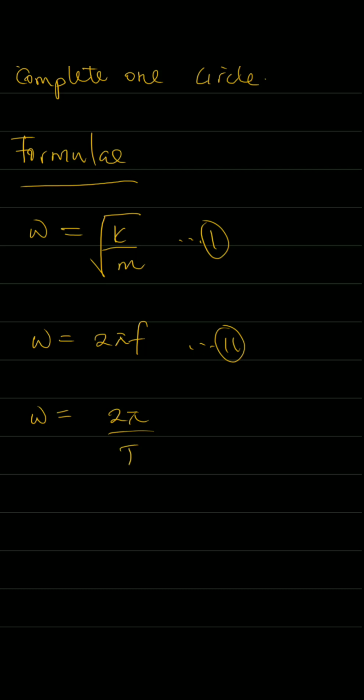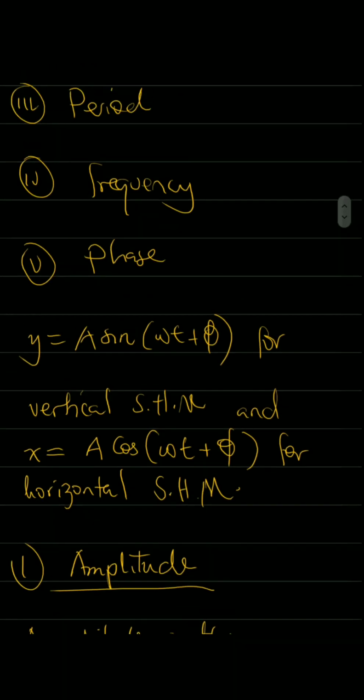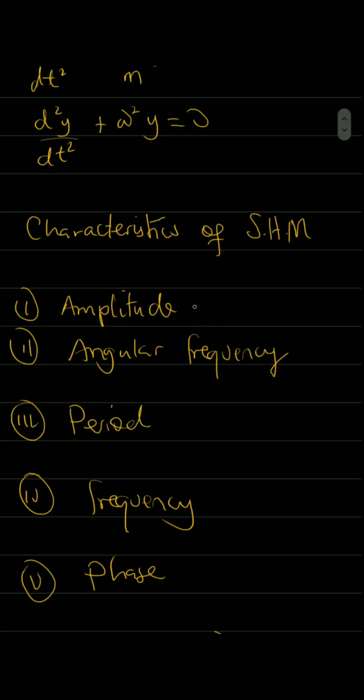So you can say that 2 pi over the period, like that. So this is simply how we measure the amount of angular frequency, that is by use of the formulas.